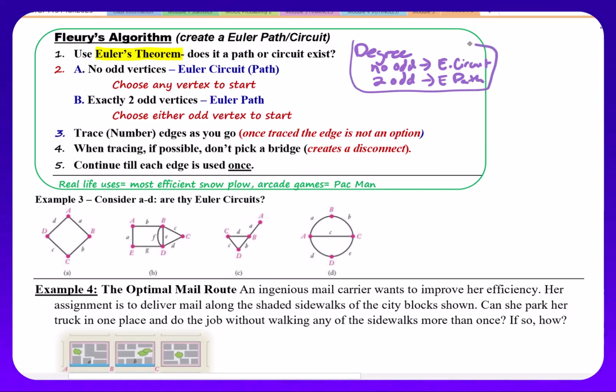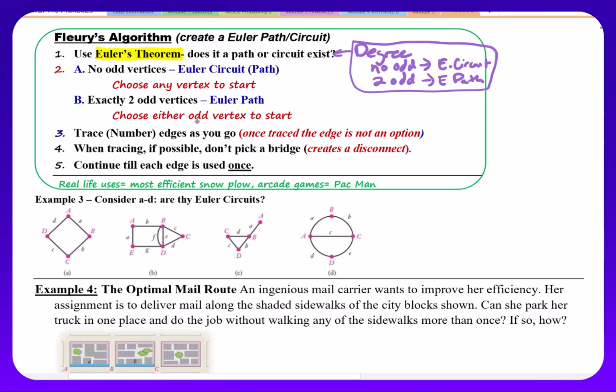If we have more, then my answer is none. So that's the first piece. So we have that listed here in number 2. No odd vertices is an Euler circuit, which is also a path. You can start anywhere. If there's two odd, you have to start with one of the odds.